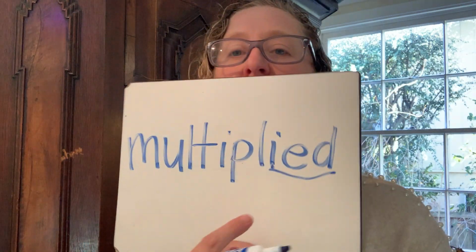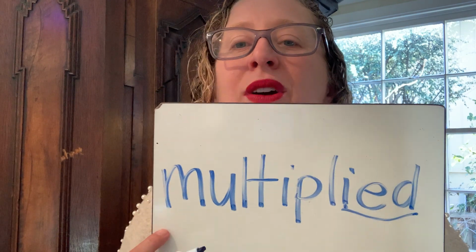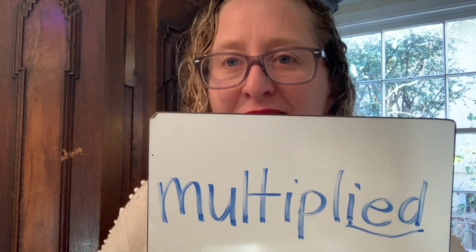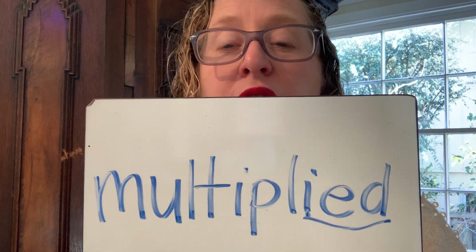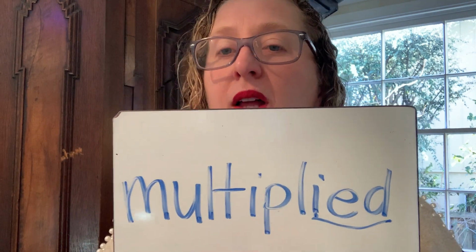And finally, this ending. Again, I got rid of the Y, changed it to an I. Say it with me. Multiplied. Matilda multiplied large numbers in her head. Multiplied. Very good. Let's do another one.